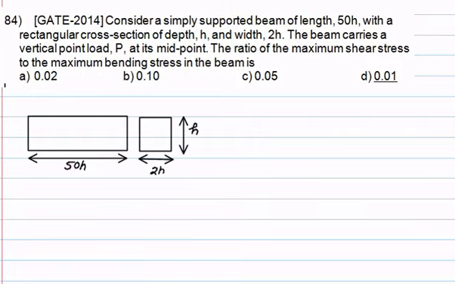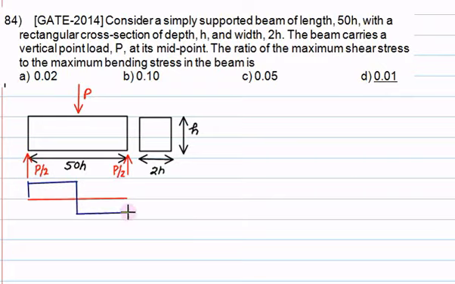Is that correct? Now your beam is 50H and simply supported, so we have one reaction at this point, and a point load here, given as P. The reaction will be P by 2 and P by 2 because the figure is symmetrical. With reactions of P by 2, your shear force diagram will be P by 2 up, then constant, then minus P by 2, and then constant. So anywhere your maximum shear force will be equal to P by 2.